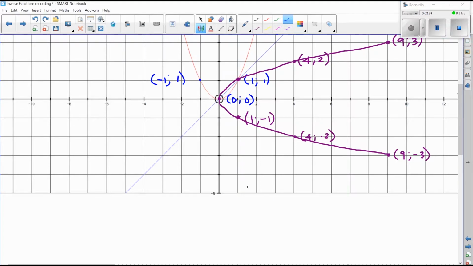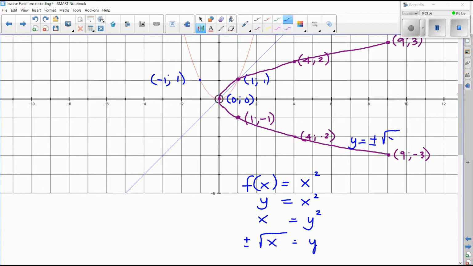So our function was f of x equals x squared. We replace f of x with y, so we get y equals x squared. To find the equation of the inverse graph, we swap our x and y variables. So we say that x equals y squared, and we write it in standard form. That means we make y the subject of the formula. So we're going to square root both sides. So we get that y equals plus or minus the square root of x, and so the inverse graph is the graph y equals plus or minus the square root of x.